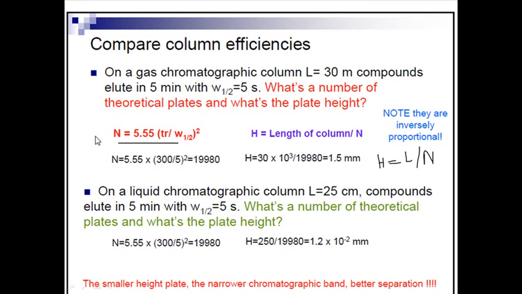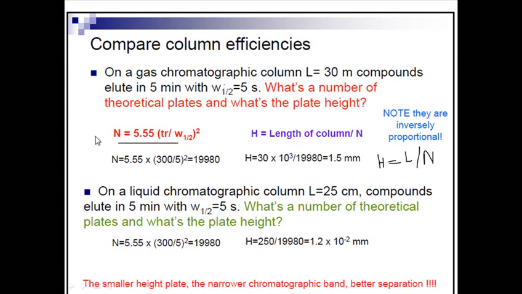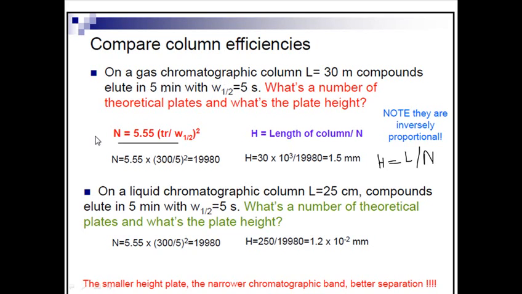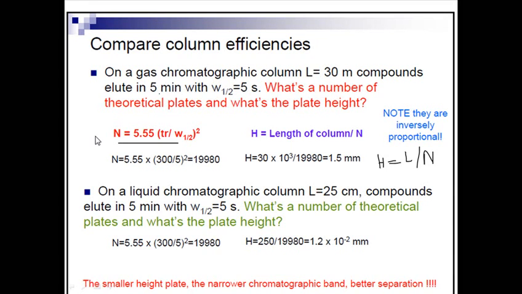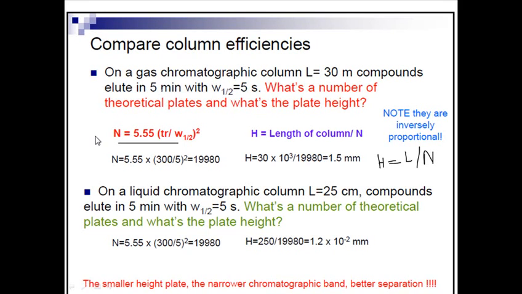For example, there is a question here. On a gas chromatographic column with L of 30 meters length, compounds elute in 5 minutes with W half of 5 seconds. W half means the width at half height. It elutes in 5 minutes. What is the number of theoretical plates and what is the plate height? The number of theoretical plates, N, equals, as we know, 5.55 times TR, the retention time. In this case, the retention time is 5 minutes, which is 300 seconds.